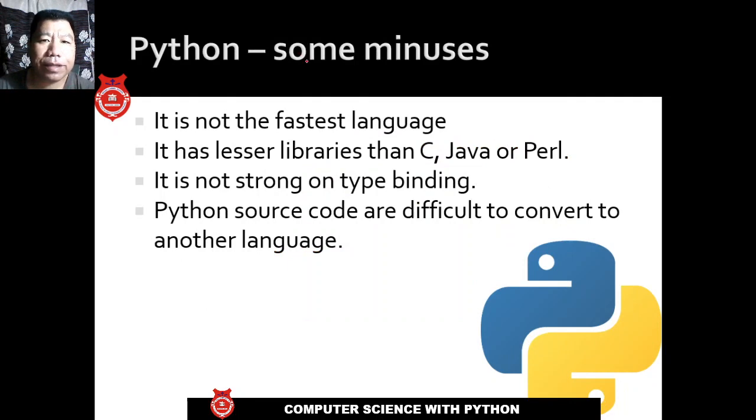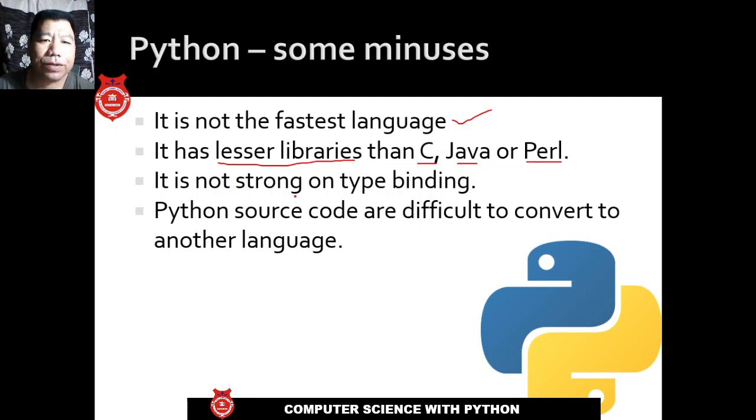Now, some of the minuses in Python. It is not the fastest programming language. There are many other faster programming languages, and it has fewer libraries than C, Java, and Perl. These C, Java, and Perl are programming languages. They have so many plugins and so many libraries, but Python has fewer libraries.